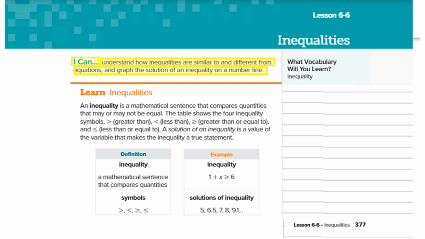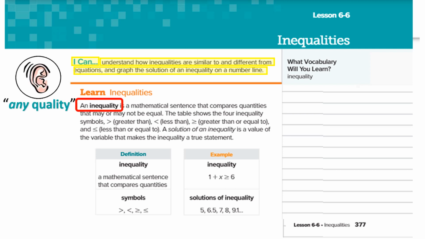So let's start with the big fancy idea of the word inequality. Well, let's listen to what it sounds like. It sounds like any, A-N-Y, quality, any number. And that's exactly what it means. An inequality is telling us that the variable can be equal to any number at all. Let's look at an example of an inequality. We have 1 plus x is greater than or equal to 6. Well, that seems really complicated. What in the world am I supposed to do?